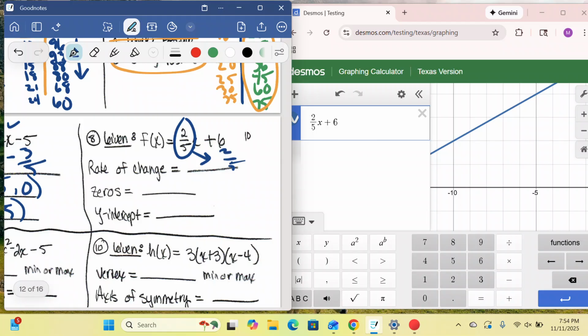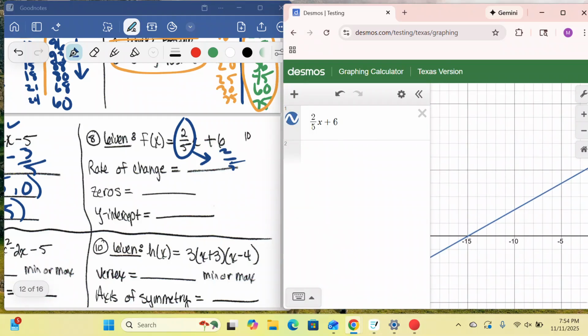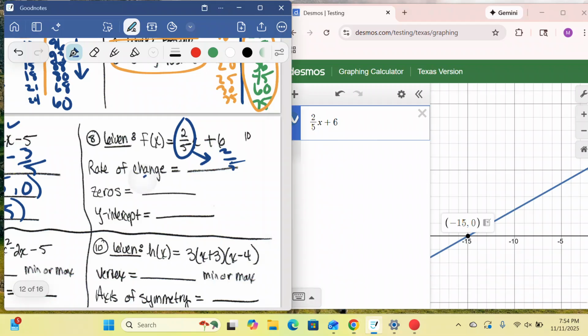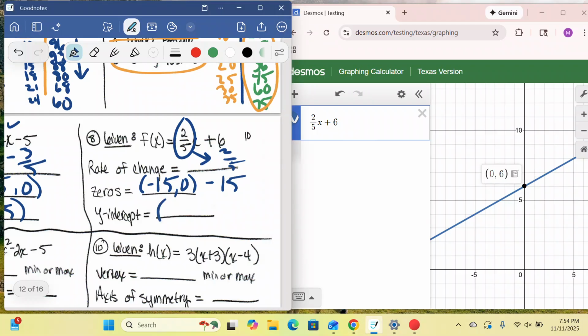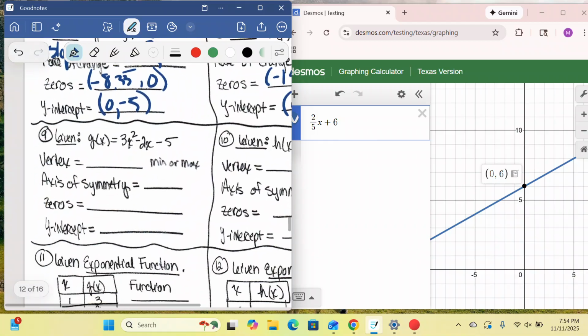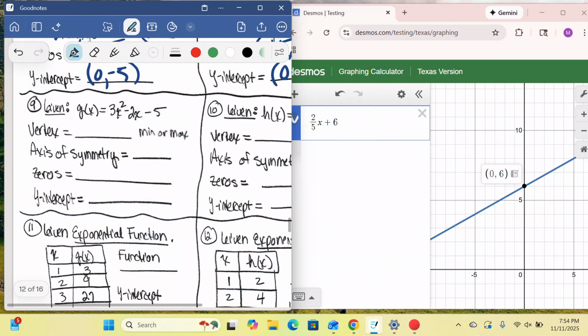And then, of course, my 0 is where it crosses my x-axis. It crosses my x-axis at negative 15, 0. So my 0 is negative 15 if I want to just put a number. If I go to my y-axis, where does it cross the y-axis? 0, 6. So my y-intercept is 0, 6. So that right there is my y-intercept, my x-intercept, or my 0, and of course my rate of change, which is also called slope.